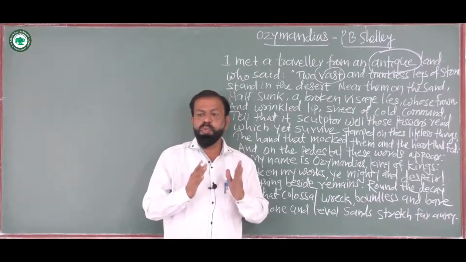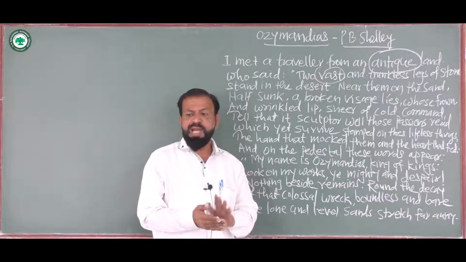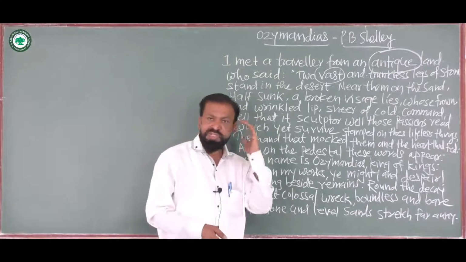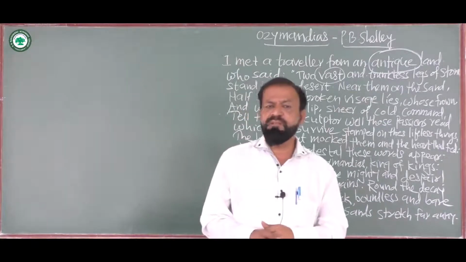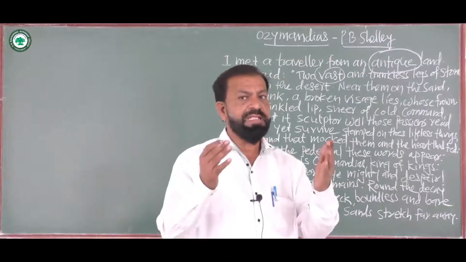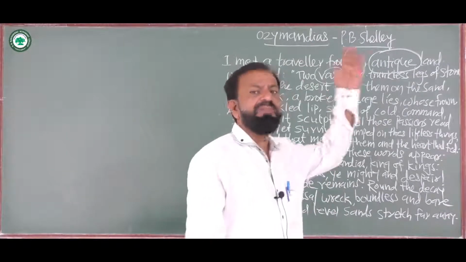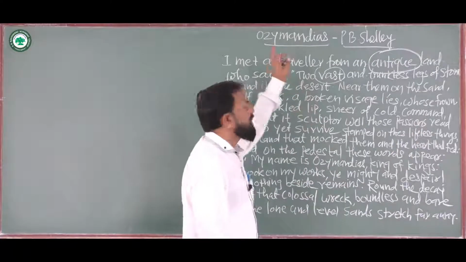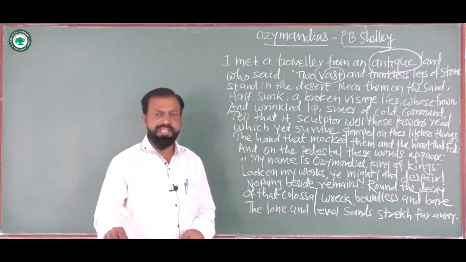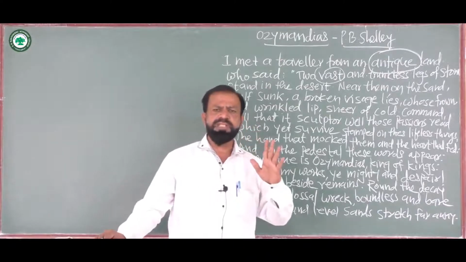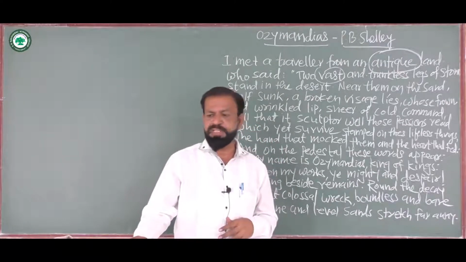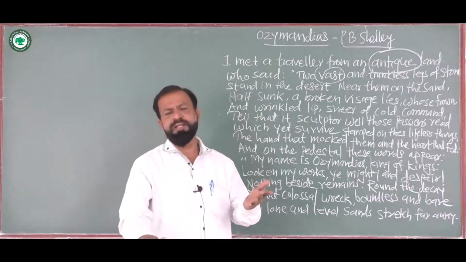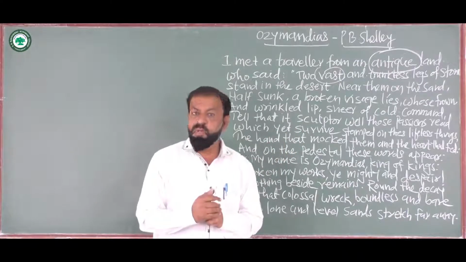The traveler says, two vast or enormous and trunkless legs of stone. Now, in short, we can say that the traveler is going to describe the enormous statue, the huge statue, the vast statue of this Ozymandias. Now we are going to know about this statue later on, how huge it is, or whose statue this is, who is called Ozymandias. After studying these lines, we are going to know about it.